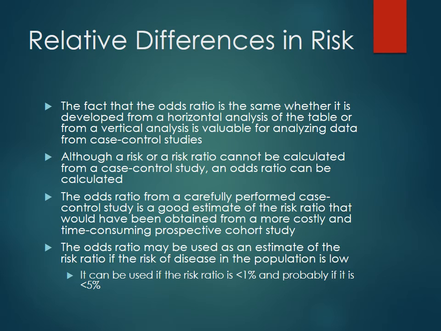Okay, so the fact that the odds ratio is the same whether it's developed from, say, a horizontal analysis of the table or from a vertical analysis is valuable for when we're analyzing some of this data from case control studies. So even though a risk or a risk ratio cannot be calculated from a case control study, odds ratios can definitely be calculated. We've mentioned this already. And so odds ratios from a carefully performed case control study is going to be a good estimate of what that risk ratio might have been had you performed a much more costly and time-consuming prospective study.